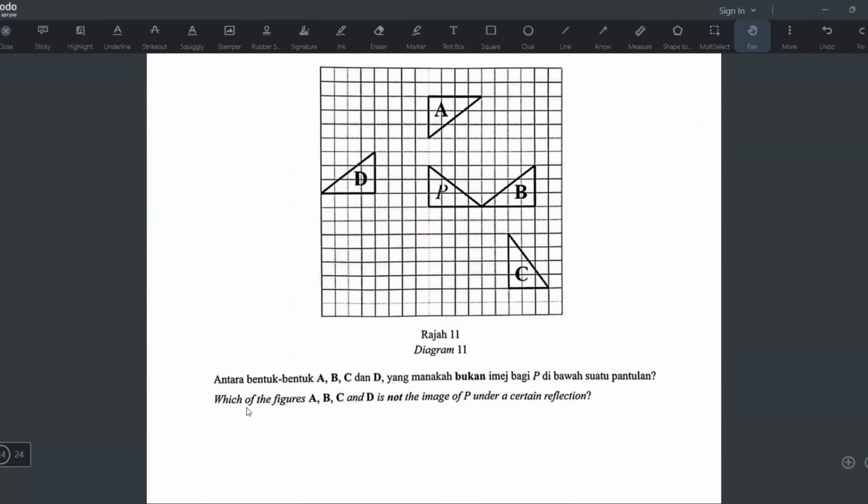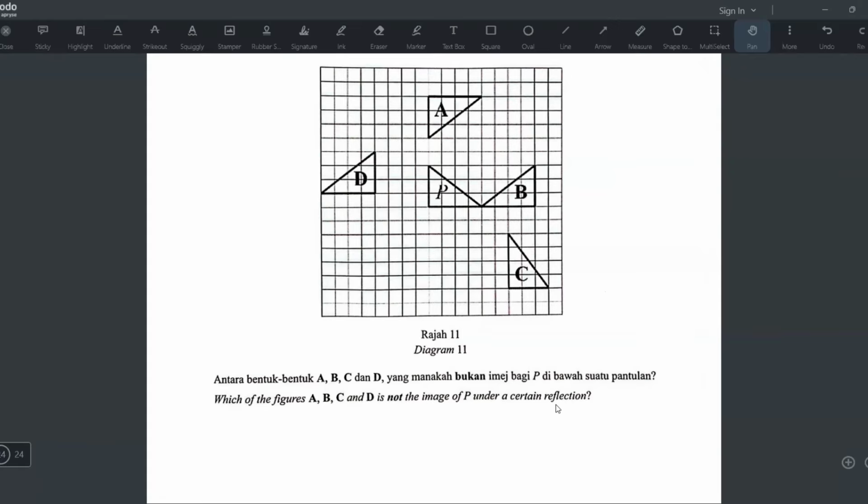Okay, yeah, let's see. Which of the figures A, B, C, D is not the image of P under certain reflection? Okay, when you're doing this kind of question, the transformation question, you need to read carefully whether they give you object cari image ataupun give you image cari object. Yeah, you have to take note on that part. Most of the question they will give you object cari image one lah. That's the normal way lah.